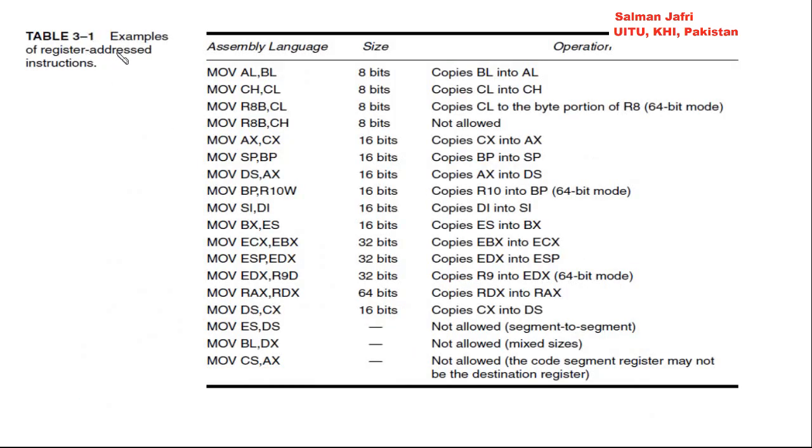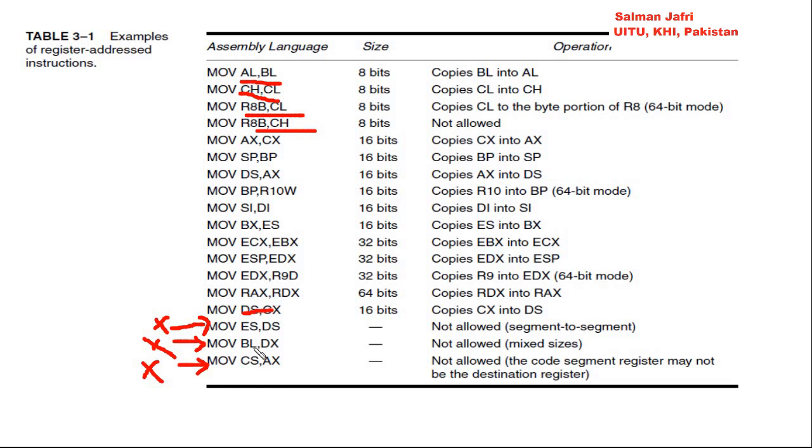Now some examples of register addressing instructions. What would be the main idea about this instruction? Both operands would be internal registers of the processor, as can be seen here. Now this instruction is not allowed, because this is a segment register and this is also a segment register. Both registers cannot be segment registers in register addressing mode. Similarly, this is illegal, because one operand is 16 bits and the other is 8 bits.